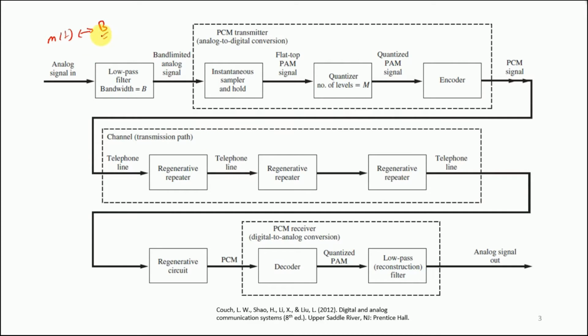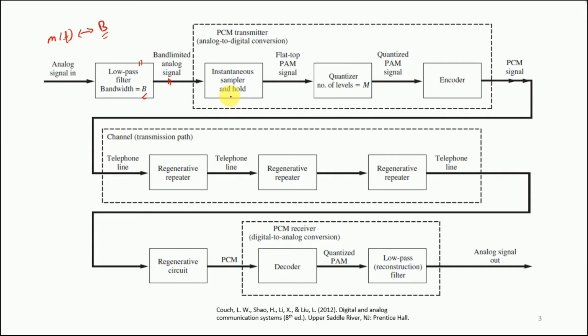So what we do is, for whatever signal that we get, for example a voice signal, we pass it through a low pass filter of bandwidth B hertz, so that the signal at the output of the low pass filter is simply a band limited analog signal. And after that we have one block which we mention as a PCM block, that is pulse code modulation, and this is specifically from the transmitter side. Over here we have an analog to digital conversion.